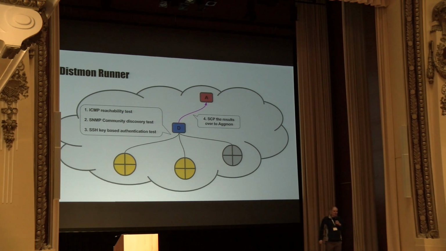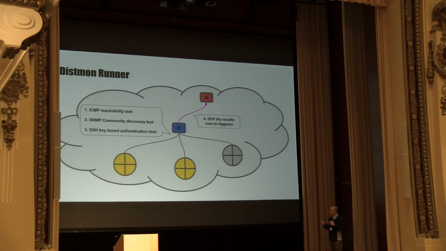It's a very, very simple script. The one thing it does, it discovers. First of all, it takes the list of devices it should discover. It can be taken from an Excel file, from the DNS domain, from a database. However you like to store your information about your network, you are able to extract it easily. You are able to provide it to the Distmon runner. So it does an ICMP reachability test.